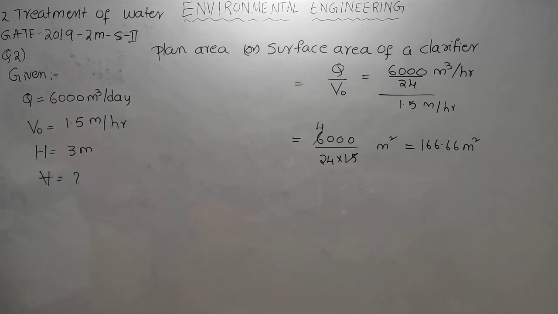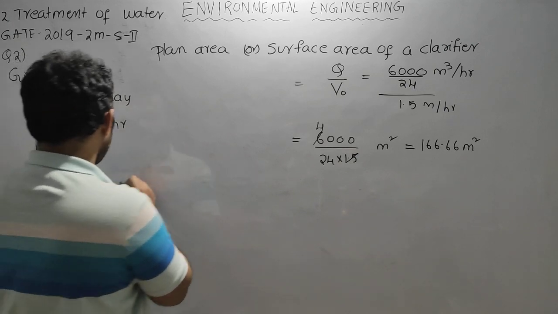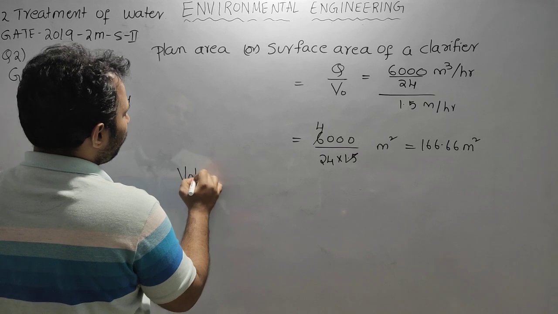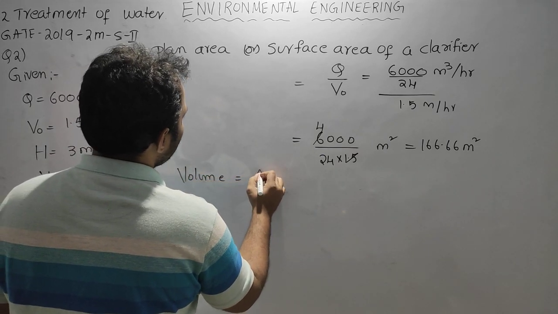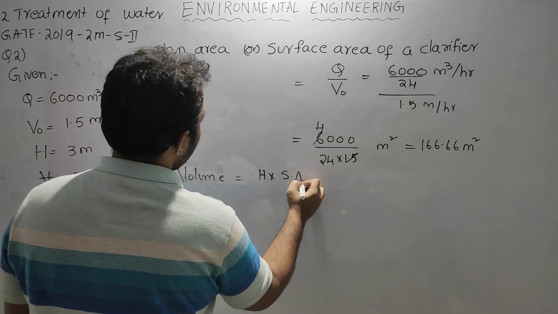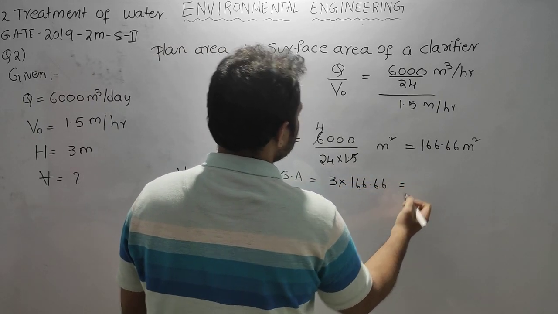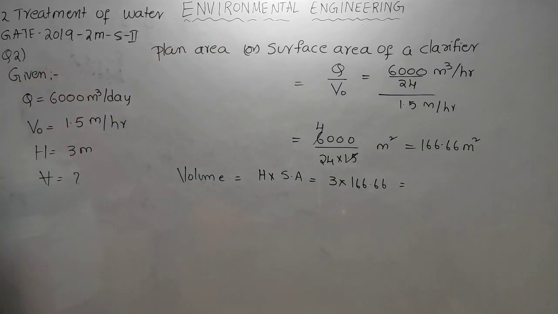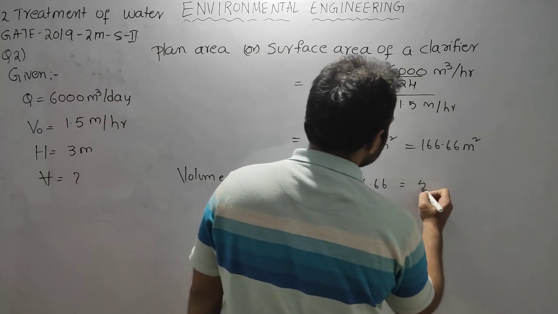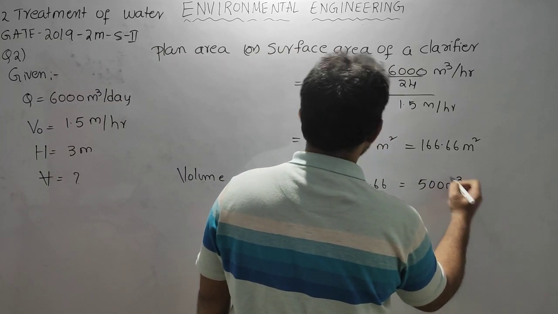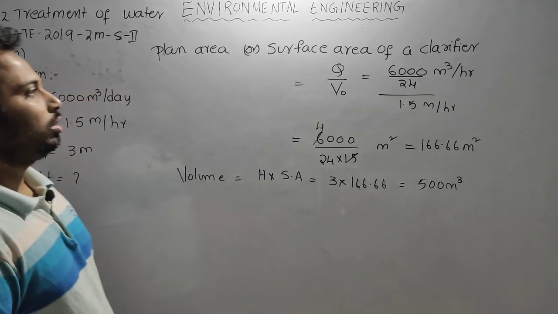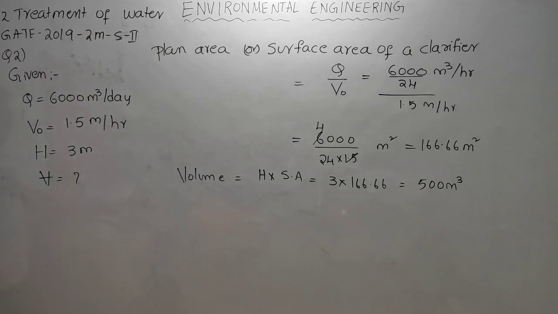Now we want the volume. Volume is simple: volume is nothing but depth into surface area. So volume is equal to H into surface area, which is equal to 3 into 166.66. Approximately it will be equal to 500 meter cube. So that is the answer. This is the solution of the second question, right?